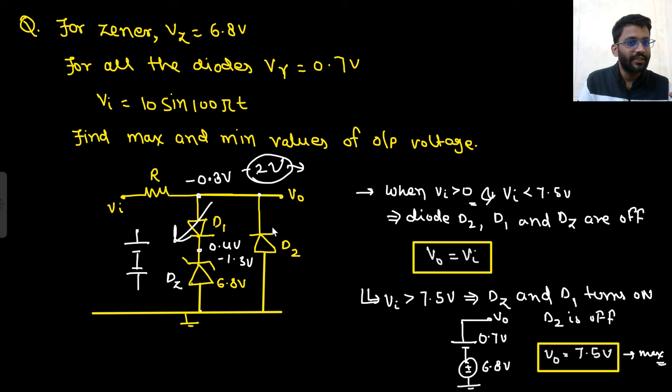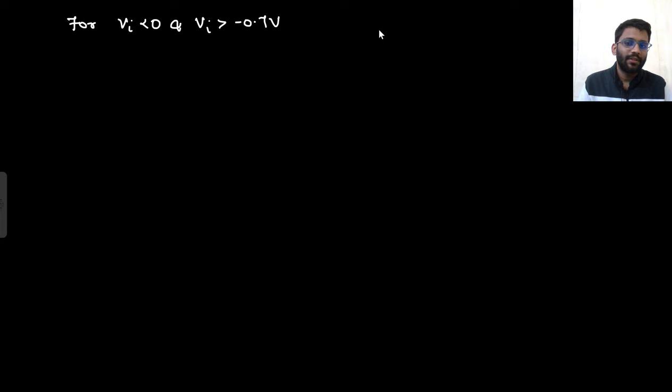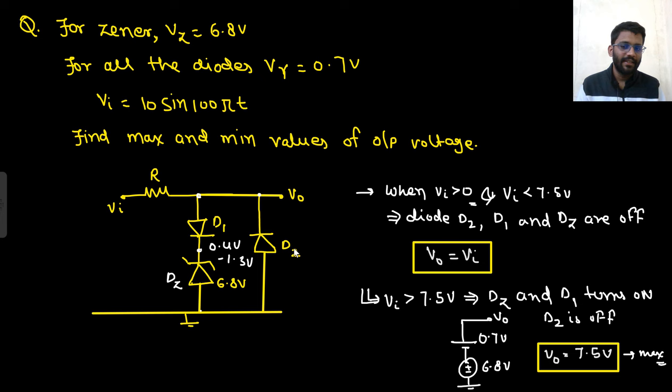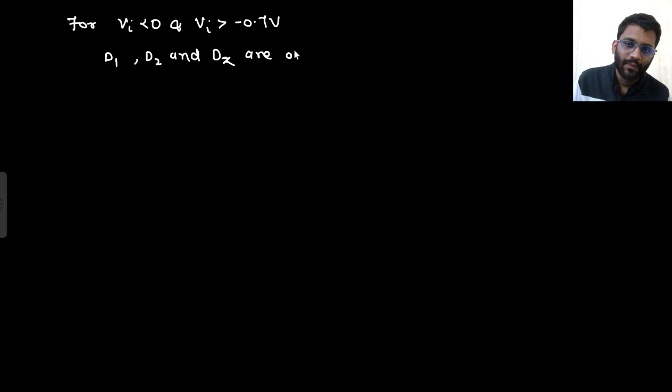So when Vin is greater than 0.7 volt, when Vin is less than 0.7 volt, D2 will turn on by its own, right? So we are checking from minus 0.7 till 0. This is what we are checking, minus 0.7 to 0. So at that time, D1, DZ and D2 all will be turned off. You can check, from minus 0.7 to 0, D1, DZ and D2 all will be turned off. And if all of them are off, that means V0 is equal to Vin.